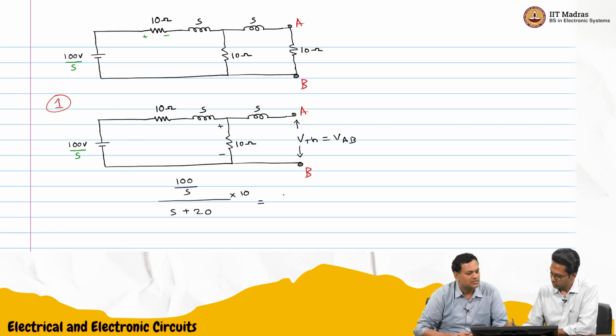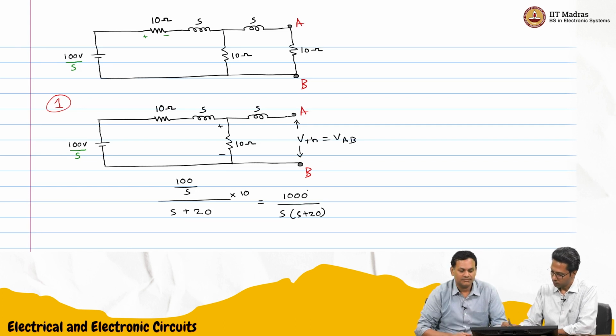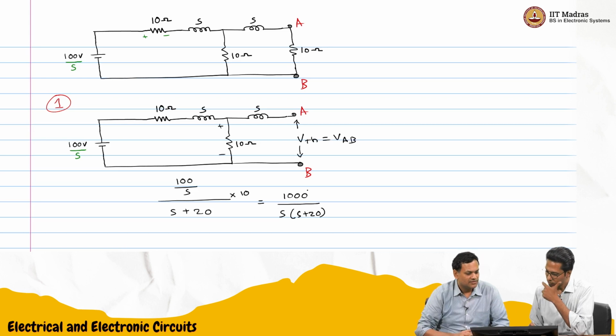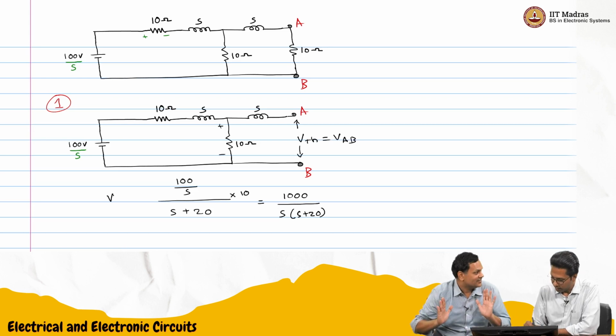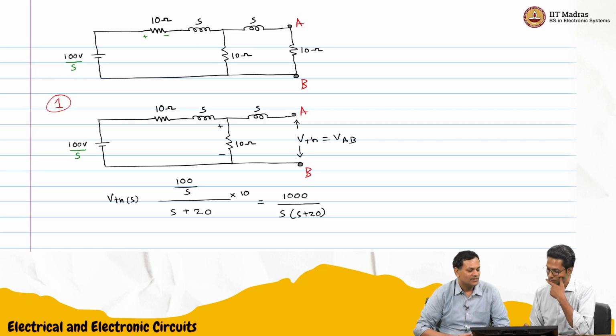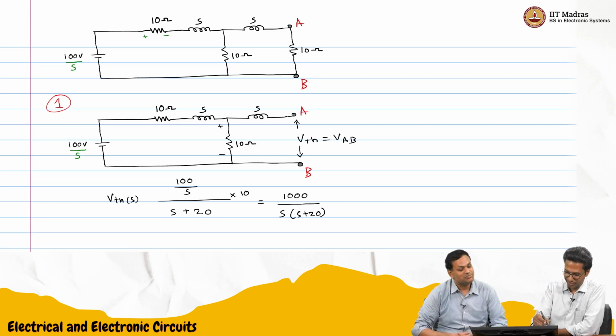So that means 1000 by S into S plus 20. Numerator is 1000. So this is VTH of S. And now we need to find out RTH, or ZTH in this case. Impedance.